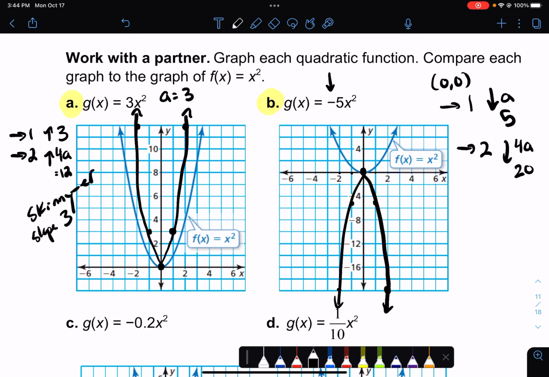And then it wants me to compare my graphs. Well, it's upside down from what it normally is, and it's skinny, or I could say that it has a slope of -5. Either of those tells me the same thing, okay? All right.